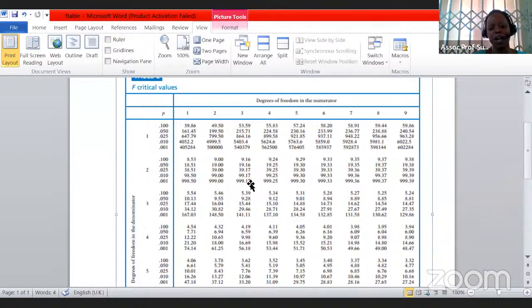This table you can download and look at the numerator degrees of freedom, which is the regression degrees of freedom. The denominator degrees of freedom is the mean square degrees of freedom. Wherever they intersect at P equal to 0.05, that is the critical value in that table. Compare it with the computed value in R. If the computed value in R is greater than the tabulated value, then reject the null hypothesis. If the computed value is less than the tabulated value, then you do not reject the null hypothesis.